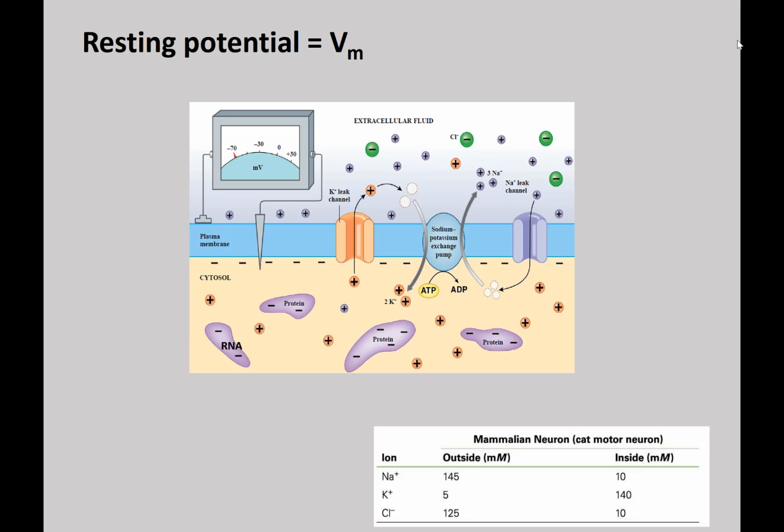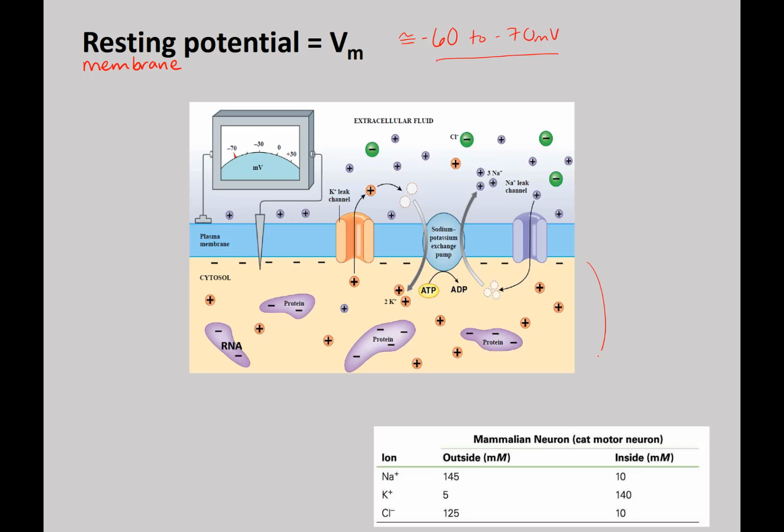Okay, let's talk about resting potential. So we know this as membrane potential. We've talked about this when we were calculating delta G values for molecules moving across the membrane. So you know that the resting potential of a cell is negative, around negative 60 to negative 70 millivolts.